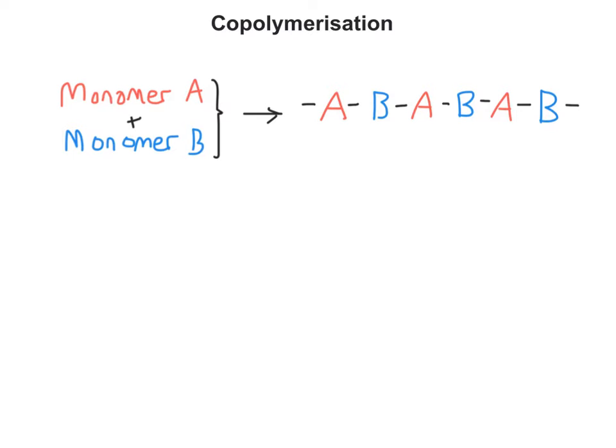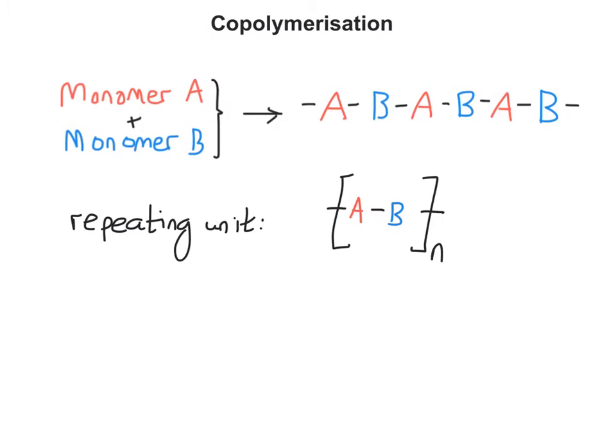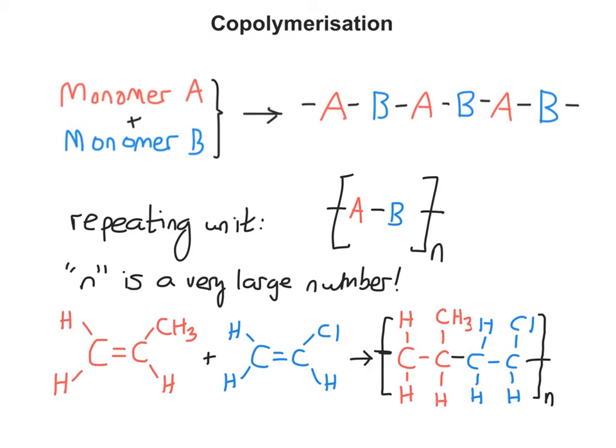Sometimes what happens is you get more than one monomer and they can alternate in the polymer chain. So a repeating unit would obviously be AB, repeated n times, and remembering that n is a very large number. So an example might be propene and chloroethene polymerizing together to make a copolymer.